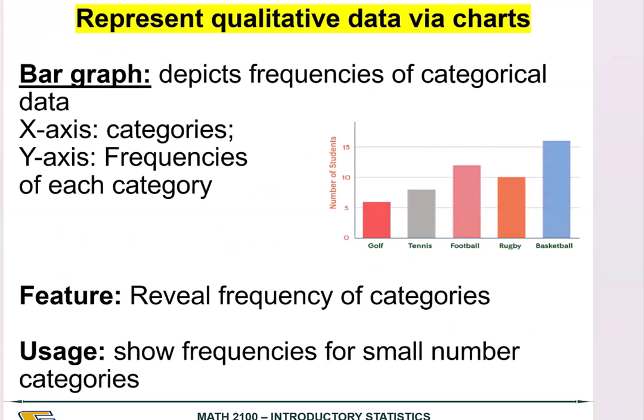For qualitative data, we have a quick way to look at it by using visualization. The first type of graph we can use is called a bar graph. It helps to depict the frequencies of each category of the data. And sometimes you don't use frequency, but you use percent. So the x-axis will be the categories, and the y-axis will be the frequencies of each category or the percent of each category.